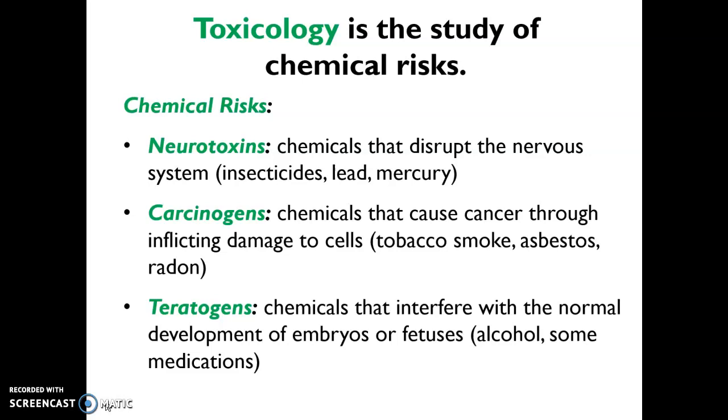So nowadays, though, the FDA has much more stringent criteria for reviewing and the amount of time that they're allowed to review a medication, so that hasn't been as much of a problem anymore. So that was the first 3 of 5 chemical risks: neurotoxins, carcinogens, teratogens, and we'll move on to 2 more.